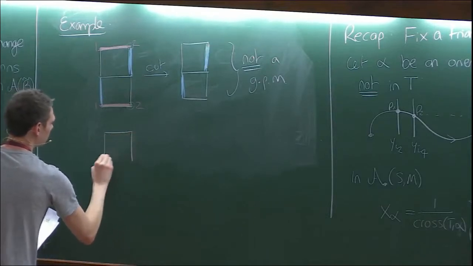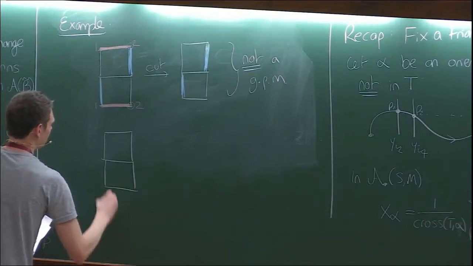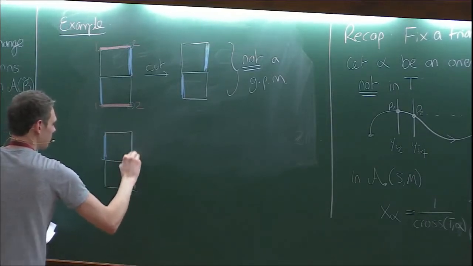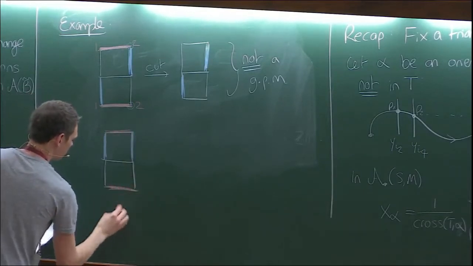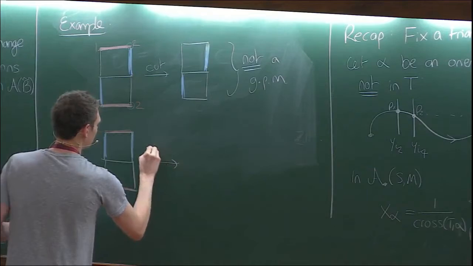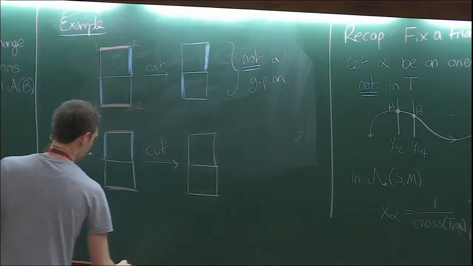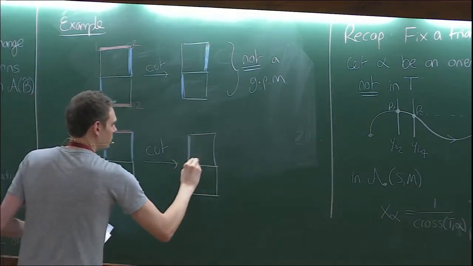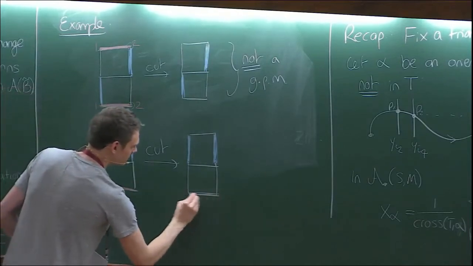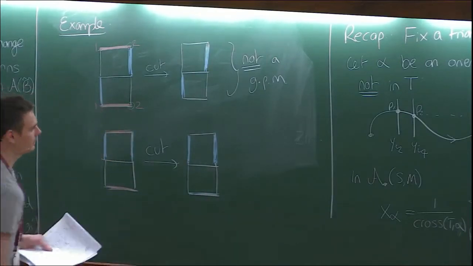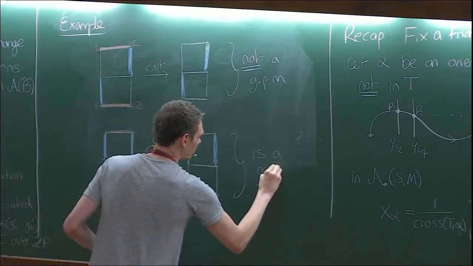So what is? Well, perhaps something that looks like this, because when we cut, we're left with this matching, and this can be extended into a perfect matching because we can add this edge here. Okay? So this is an example of a good perfect matching.